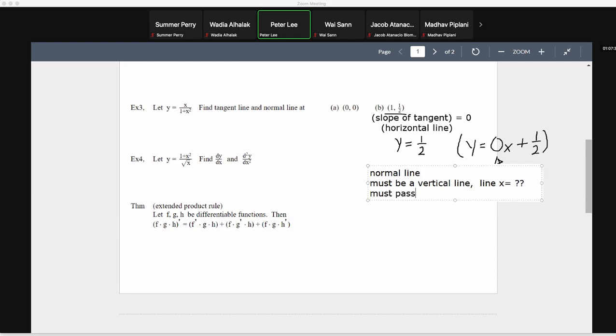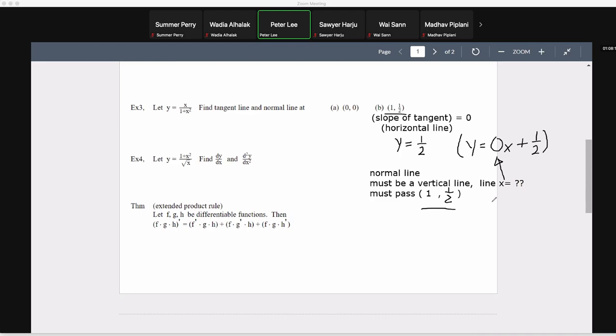Must pass which point? What is the point in question here? This line will pass 1 and half. Yeah, it must pass 1 comma half. Now what is the equation of the vertical line which passes the point 1 comma half? You tell me. X equals 1. X equals 1, exactly, that's what it is.